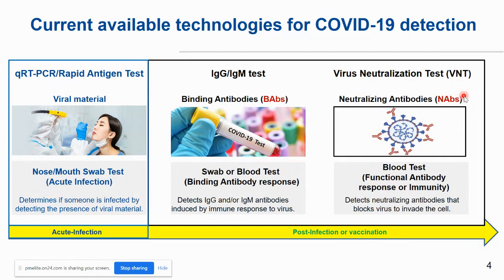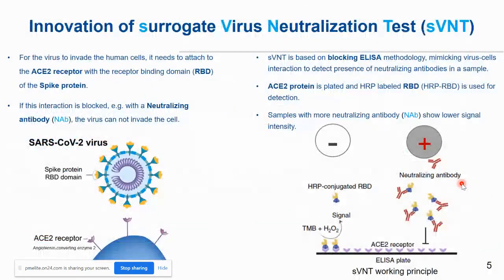And VNT is to measure the neutralizing antibodies, right? So basically, this is to detect the neutralizing antibodies that can block the virus from infecting the cells in our body. I will talk a little more about the implications and significance of measuring neutralizing antibodies later on. First, let me introduce the innovation of our SVNT technology.